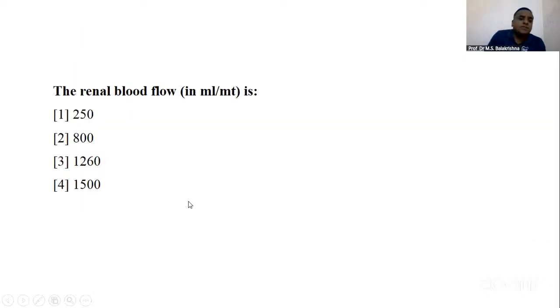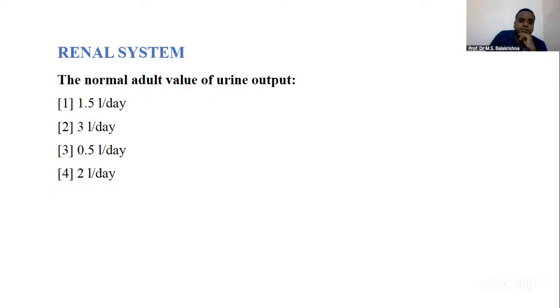The renal blood flow to the kidney. For the renal blood flow, how much blood is coming to the kidney in 1 minute? So that is 1260 ml per minute. In 1 minute, 1260 ml is coming.